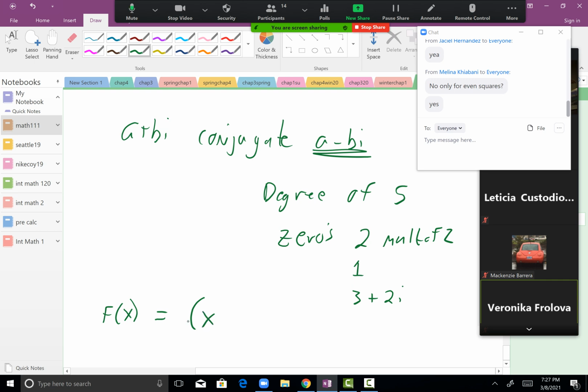Parentheses, x. So give me something right there. X what? Minus 2. Yep. But it's a multiplicity of 2, so that means it's squared. Good job. Okay. What's another one? X minus 1. Good. And another one? X plus 3 plus 2i.